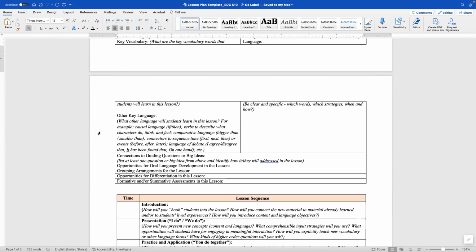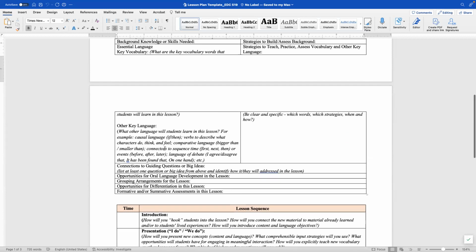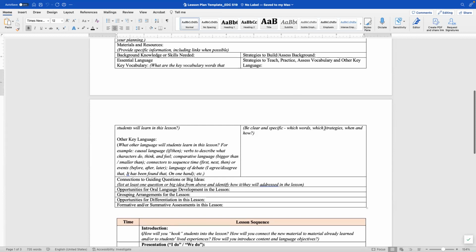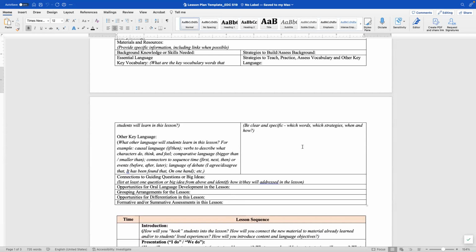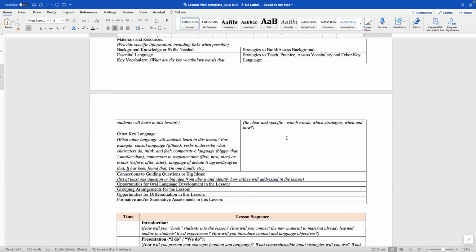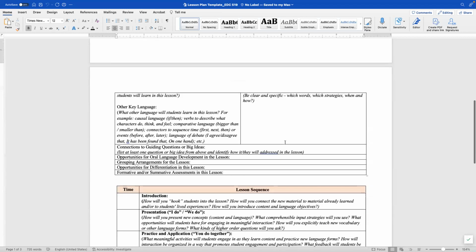If you're teaching a lesson on narratives, maybe you're focusing on verbs that describe what characters do, think, and feel. If it's a math lesson, maybe students are using comparative language as they talk about bigger than, smaller than, more than, less than. So think about what other language features students are practicing or learning, and this very likely will connect back to your language objective. And here we have strategies that you're using to teach, practice, assess vocabulary, and other key language. So here, please draw from things that you've learned across your courses in TESOL and BDL. So talking about specific ways that you plan to, throughout the lesson, teach, practice, and assess language.